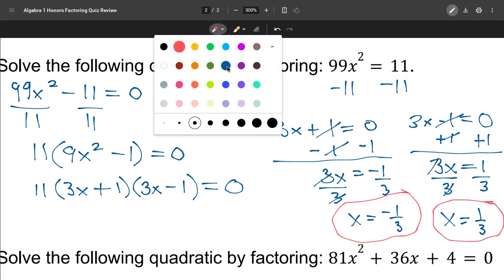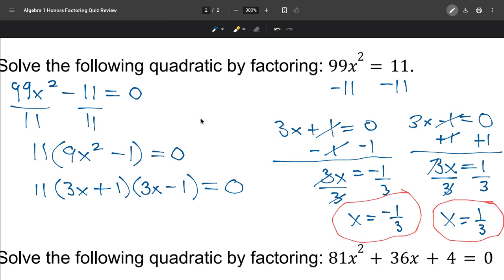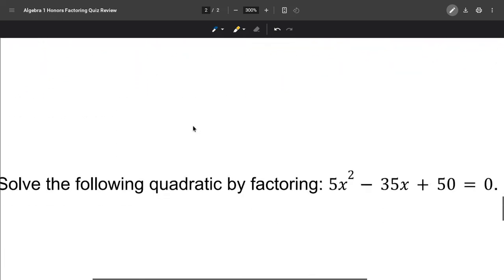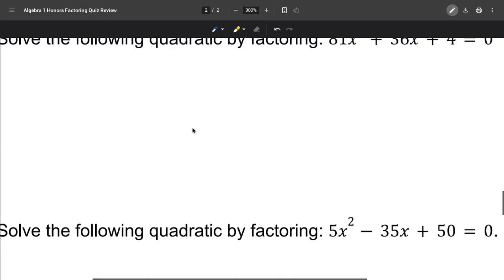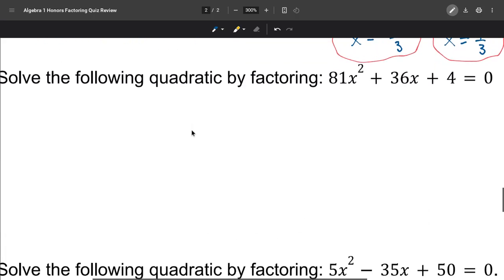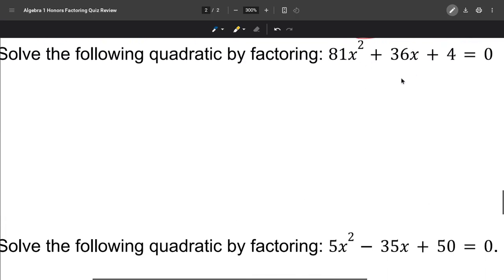All right. Let's keep going. How many more do we have here? We have this one, and that's it. So 2 more. All right, next one we have 81x squared plus 36x plus 4 equals 0. So this one is a perfect square trinomial. I'll let you guys take a look at that.